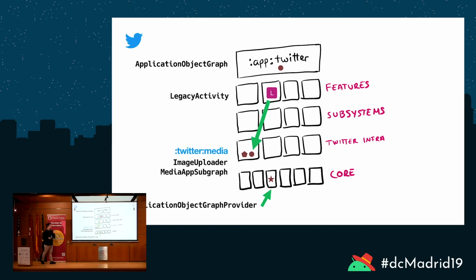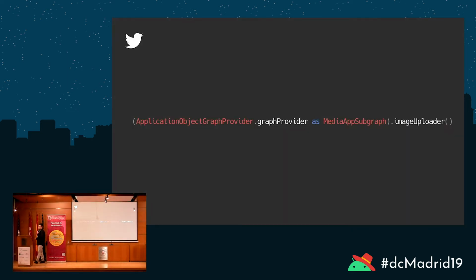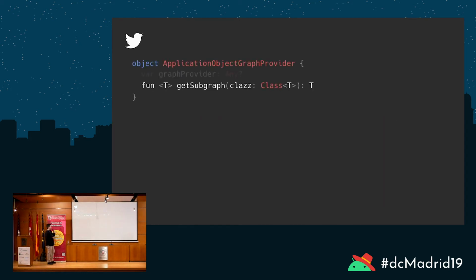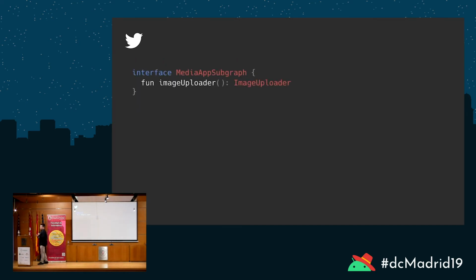So in this case, we see that legacy activity could see the subgraph, and the module that has the subgraph could see the module with the provider. Then to access this subgraph, we would just need to cast what's returned from its provider. But we can do better than that. What if we move all that casting away from our developers? We could just create this getSubgraph method and do the cast inside of here.